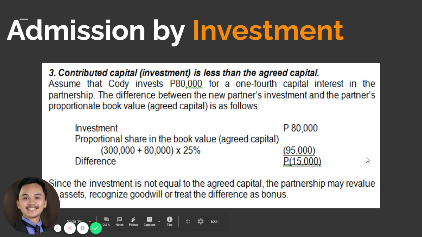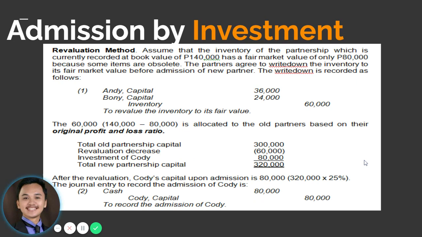Okay, let's have the first method, which is the revaluation method. So assume that the inventory of the partnership, which is currently recorded at book value of 140,000, has a market value of only 80,000. So that means from 140,000 to 80,000 na ay inventory write-down. So that inventory write-down will diminish or will reduce the capital balance of Andy and Bonnie capital. So na ay write-down nga 140 minus 80, so that is for 60,000. So that 60,000 will be shared by Bonnie and Andy capital based on their profit and loss ratio. So the 60,000 is allocated to the old partners based on the original profit and loss ratio.